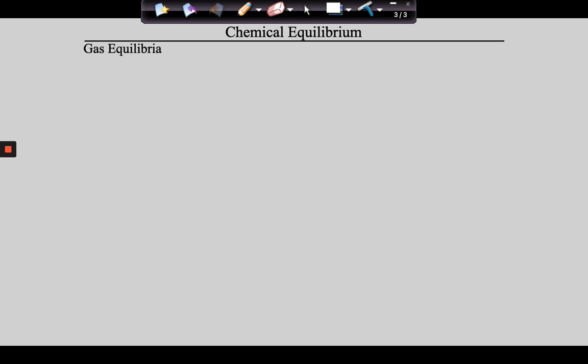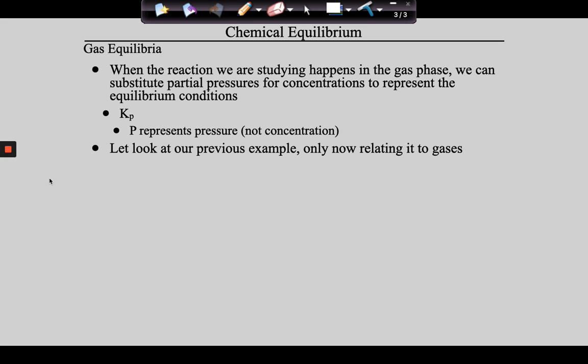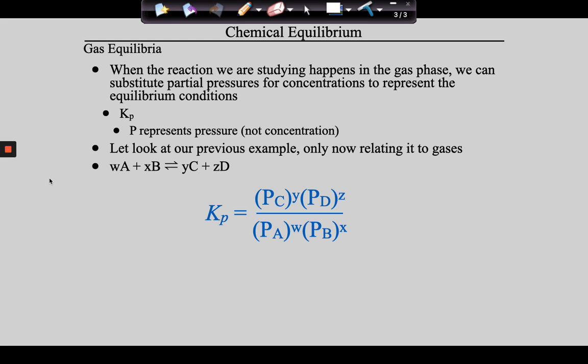So guys, at this point, we've already talked about gases. We've done Boyle's law, Charles' law, all that other stuff. Another thing that we can do with gas-based systems is we can write K expressions for them. But instead of these things being Kc, they're actually Kp. And instead of plugging in molarities, we plug in partial pressures. So guys, P represents pressure, not concentration, and they work exactly the same.